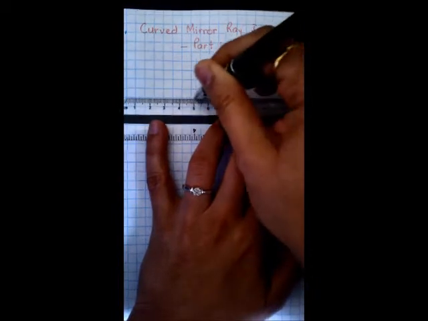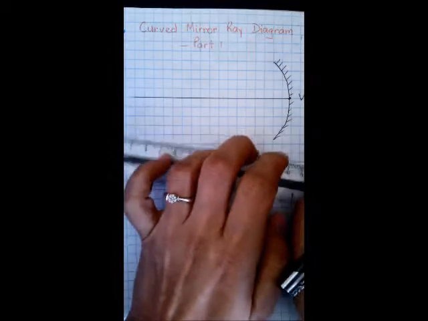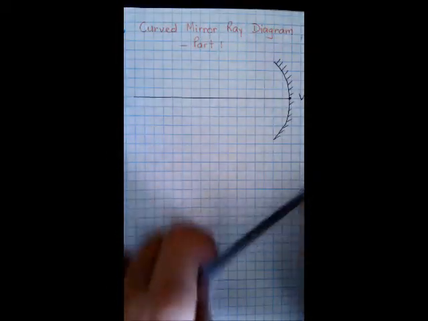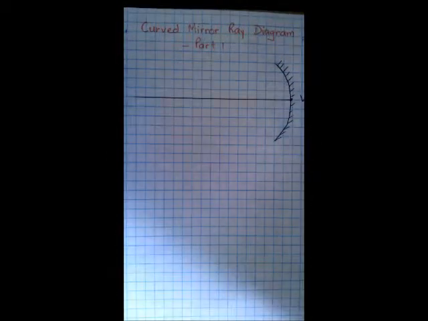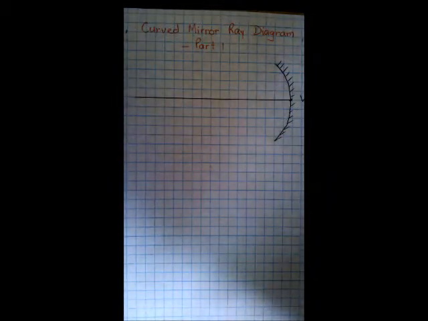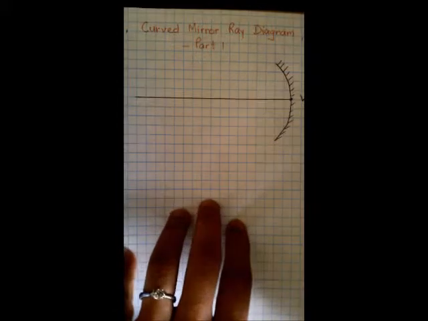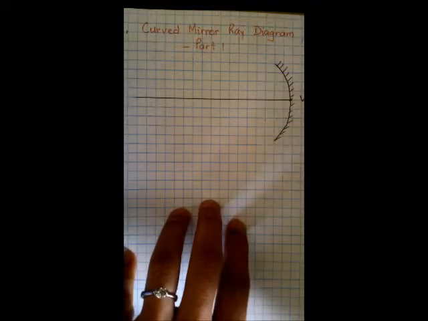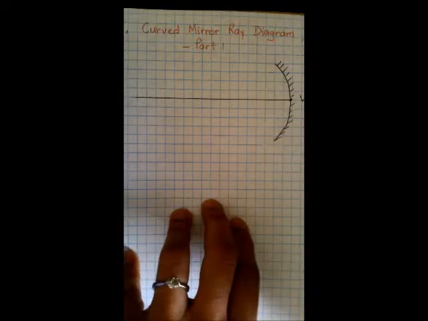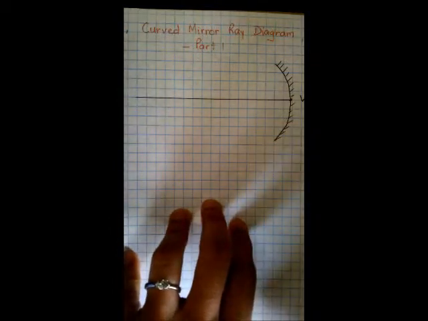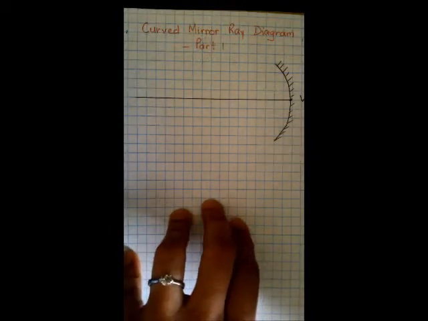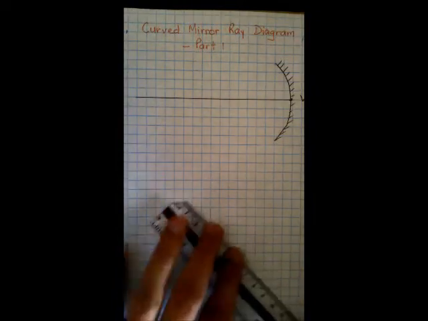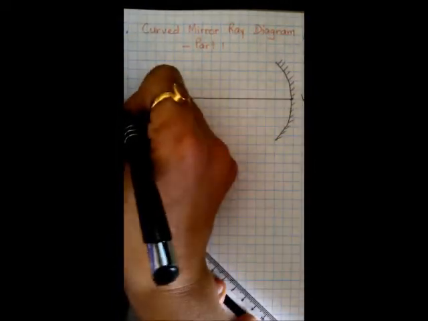Remember to always use a ruler to draw your ray diagrams and a very pointed, sharpened pencil to draw these diagrams. Otherwise, your ray diagrams will not turn out to be as expected. And remember, eventually we will be using these to find out the height of images and the distance of the images from the vertex as well. So use rulers and a sharpened pencil. So my principal axis is drawn.